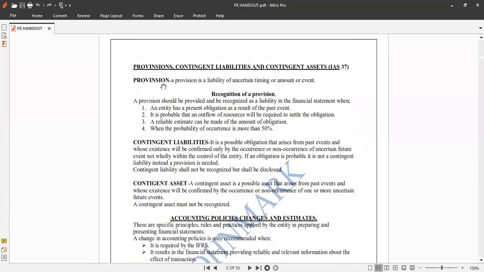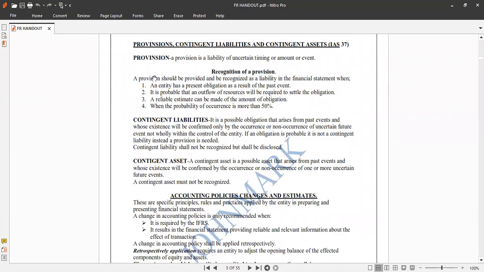Good. Then we have provision, contingent liability, and contingent asset. That's under IAS 37, which is the same as under IFRS. In case they ask about IFRS, it's the same. Now, what's a provision? A provision is a liability of uncertain timing or amount. For example, the way you usually look at provision for doubtful debts. That's a liability. It's something you expected to receive, but in this case, you have no hope of receiving. That's what we call a provision.